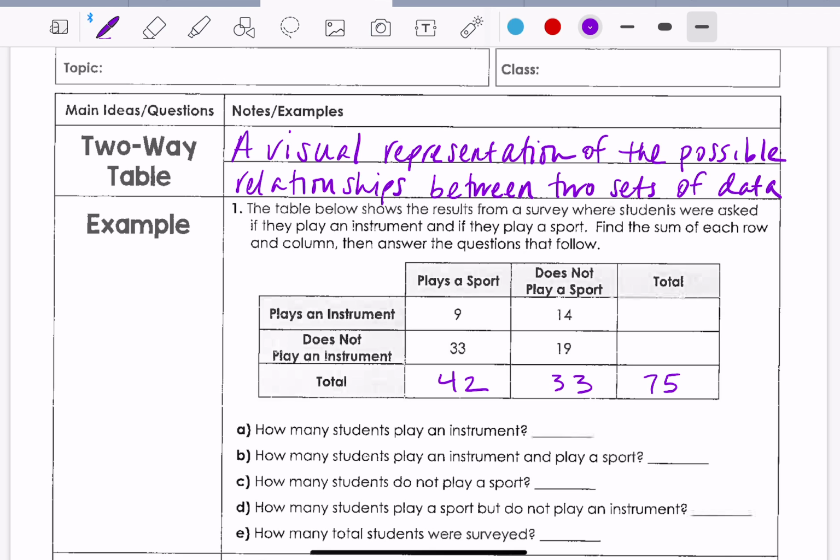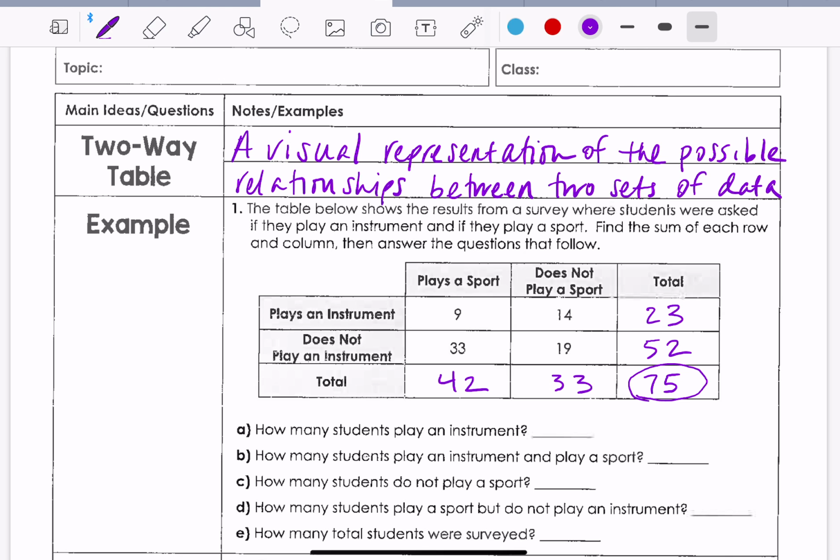When I go to add up the first row, plays an instrument, 9 plus 14 is 23. Does not play an instrument, the second row, 33 plus 19 is 52. And same thing, 23 plus 52, when I add up this third column, is 75. So either way, the total number of students being asked these questions is 75 students total.